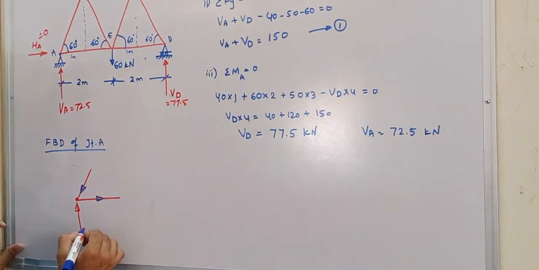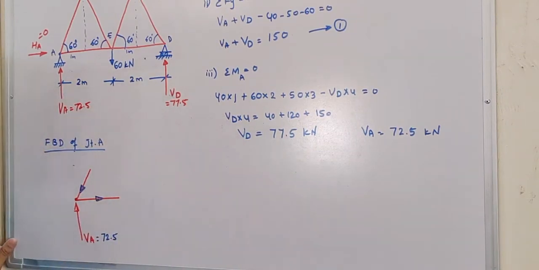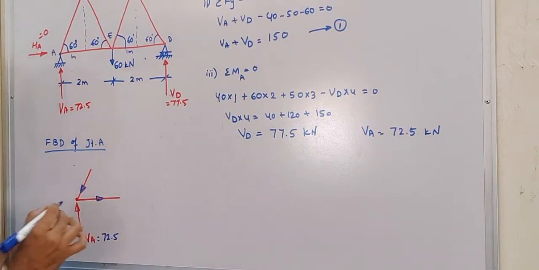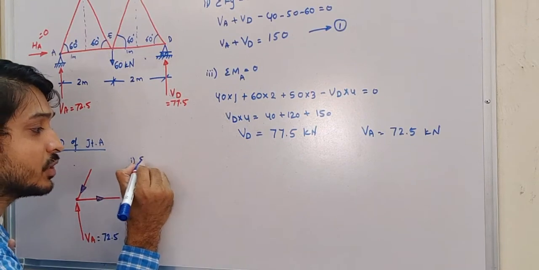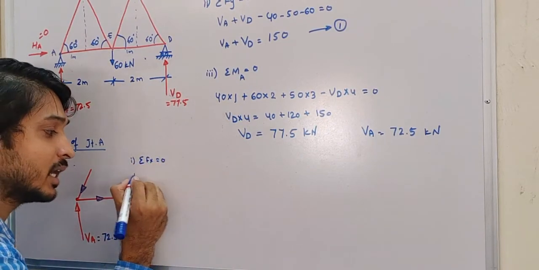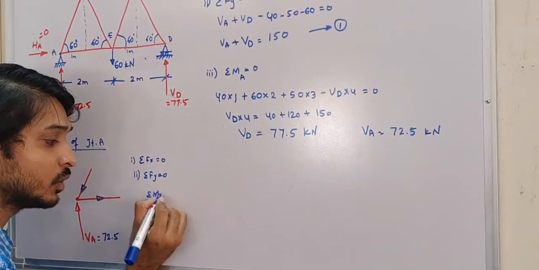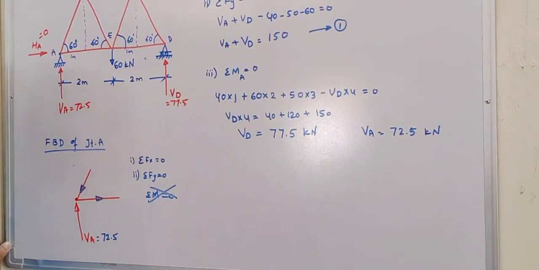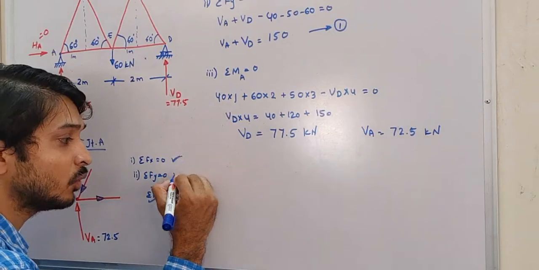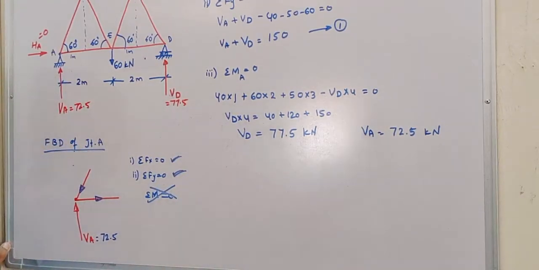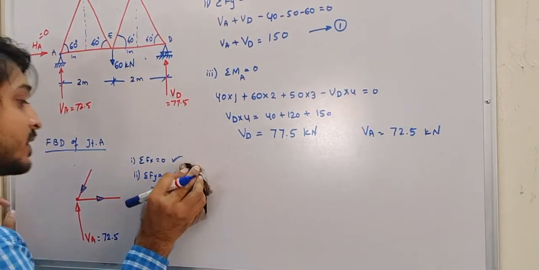Now we know VA equals how much? 72.5. For this I know there is no moment in any members, so we have two equilibrium equations. The first one is summation of Fx equals 0, and the second one is summation of Fy equals 0. Here summation of M equals 0 will not come. We want only these two equations to consider. Now, first we'll start with summation of Fx equals 0.